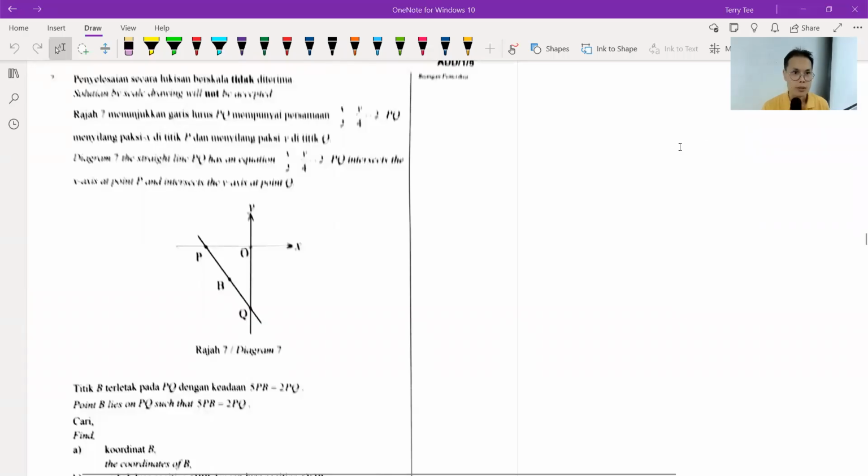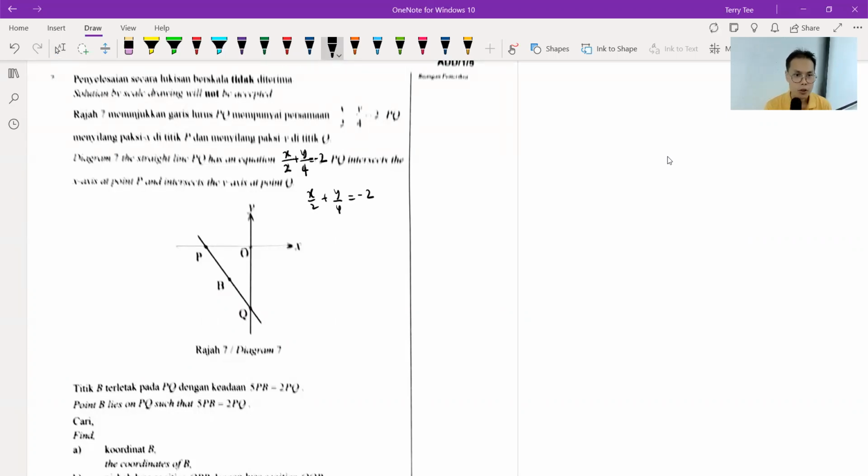Okay, next question, question number 7. So this is from the chapter Quadratic Geometry. Sorry, it's a bit blur. You can't really see clearly, right? So this is actually x over 2 plus y over 4 equals negative 2. So this is the equation of straight line PBQ.